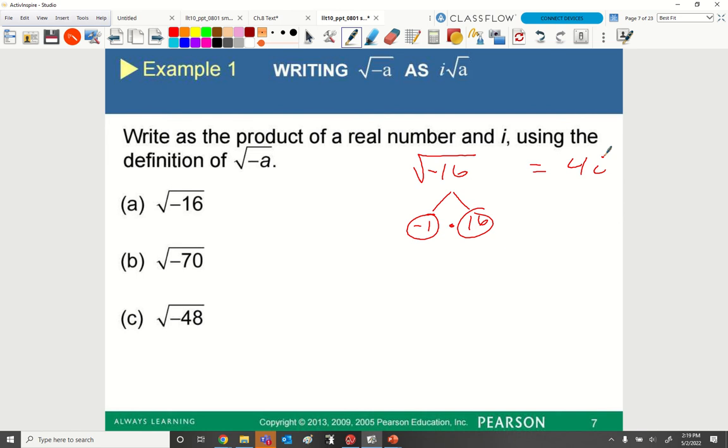All right, let's do another one. So let's do, what did B say? Negative 70? All right, so we're going to break this down. What's the first thing I'm going to factor out? The negative 1, right? Because the negative 1 is my i. So I'm going to circle that. Times 70. Now, is 70 prime?